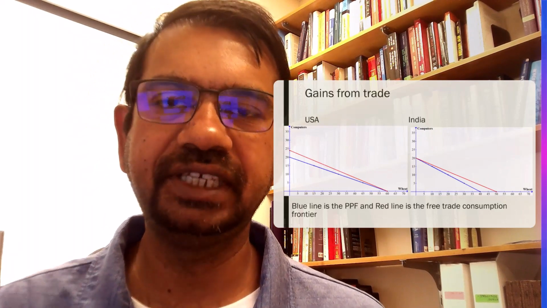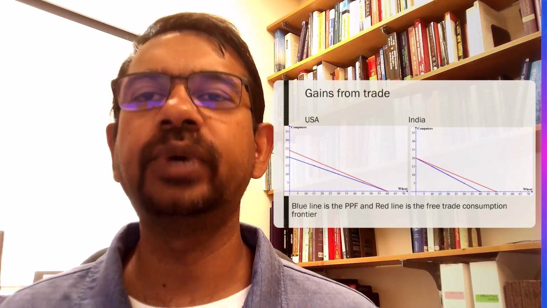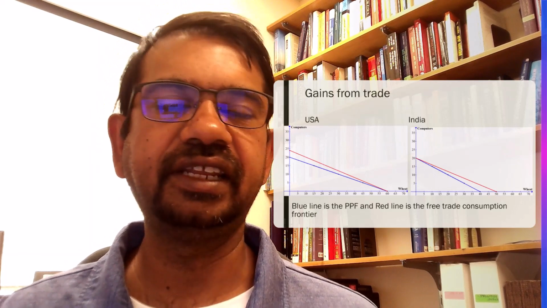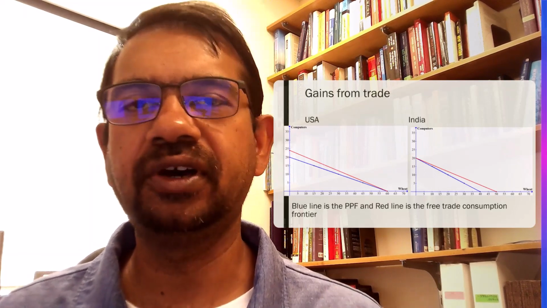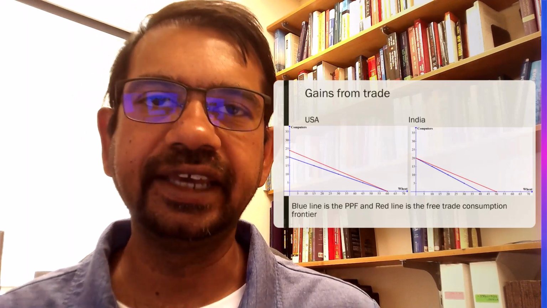So we have seen that trade in this case is welfare enhancing because it is letting each of these countries go beyond what they could have afforded in the absence of any trade.